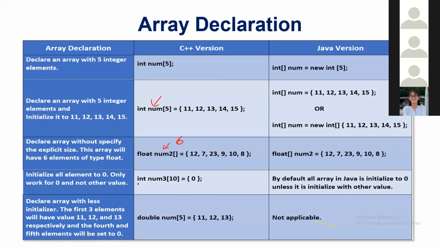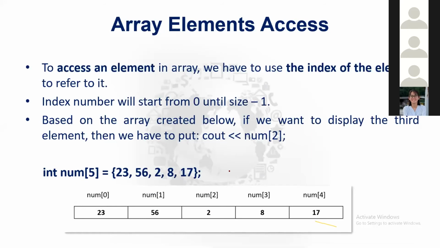Next would be num3. This has a size of 10, but you put it as 0. When you do it as 0, it means you initialize everything to a 0 value. Then next, if we look at the double num with a size of 5, here you only initialize 3 numbers. But of course, the rest, you still have 2, right? Because the size is 5. The rest would be a 0 value. So to access an element in an array, how do you access the index?